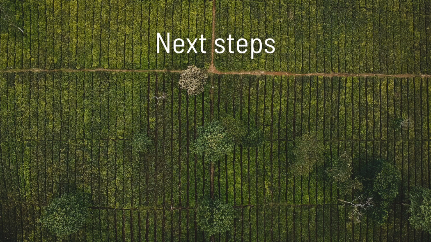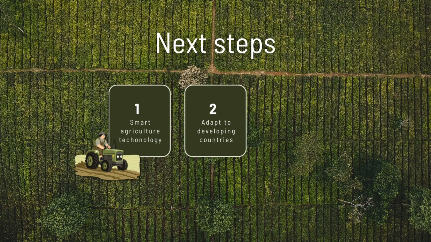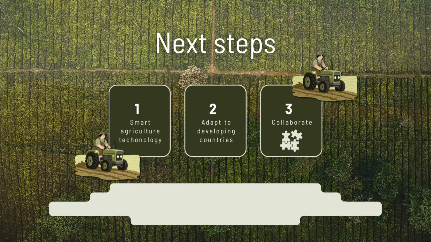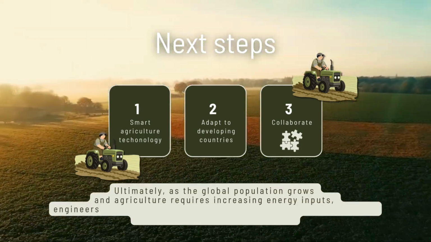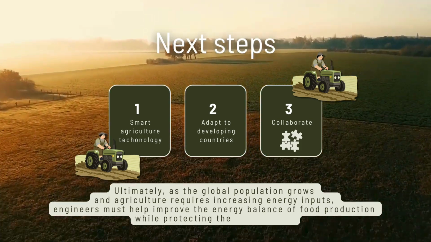So to wrap it up, the next steps are: 1. Expand research in smart technologies. 2. Adapt the technologies to the conditions of developing countries. And 3. Technology alone will not solve the agricultural energy imbalance. Collaboration between engineers, farmers, scientists, and policymakers must be encouraged to develop effective solutions. Ultimately, as the global population grows and agriculture requires increasing energy inputs, engineers must help improve the energy balance of food production while protecting the environment.